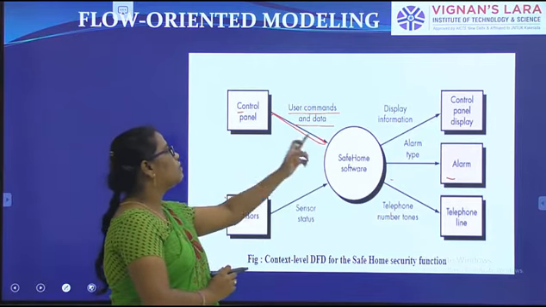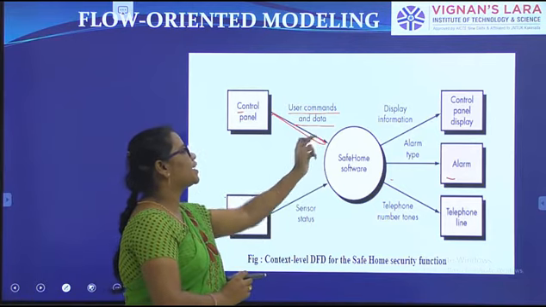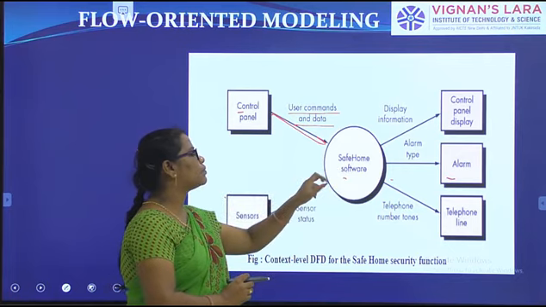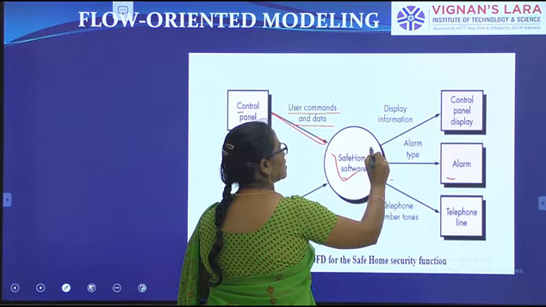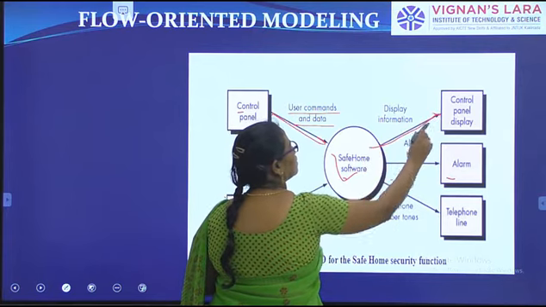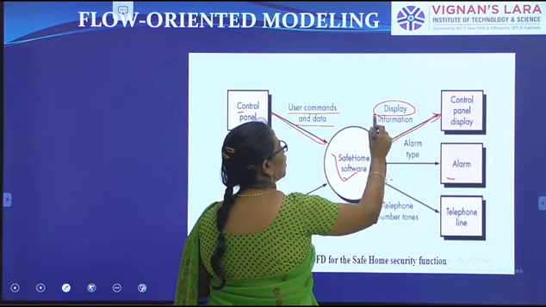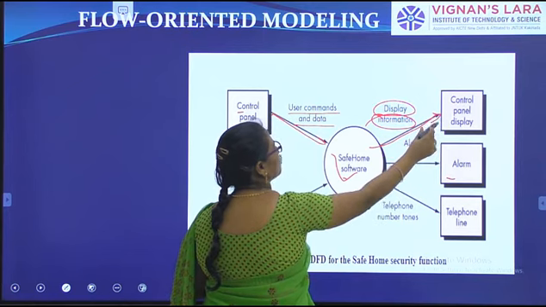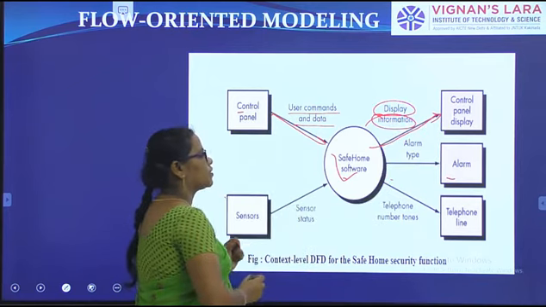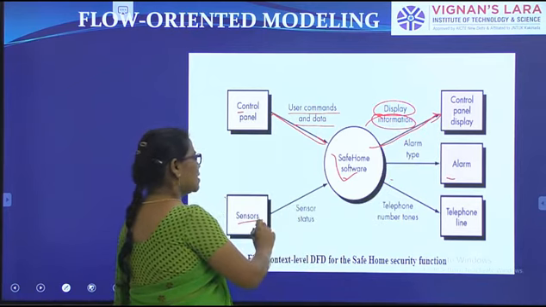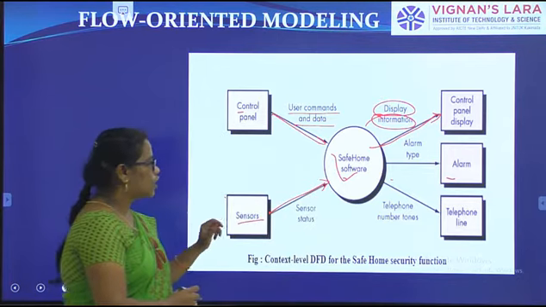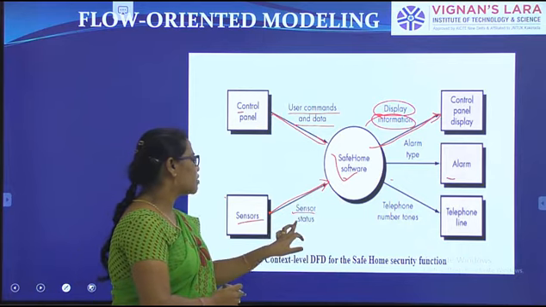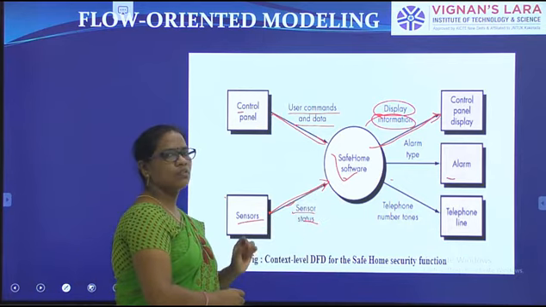So the control panel, what does it give? User commands and data. It gives them to the software, the SafeHome software. Or else the SafeHome software will give the display information. What information should be displayed on the control panel? This is the display information. And whatever the sensors sense, the status has to be given to the software. So they have given us some labels for the arrows. Okay.